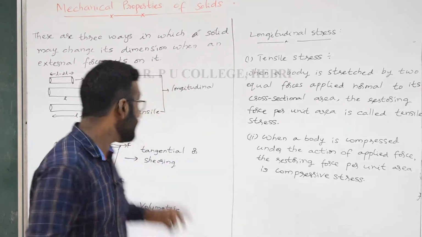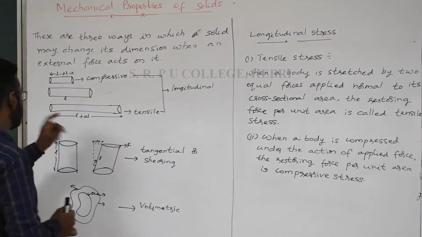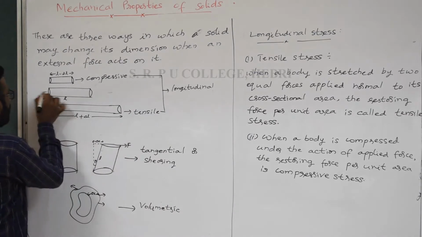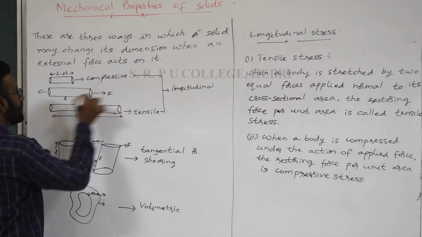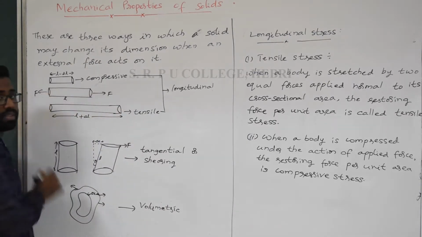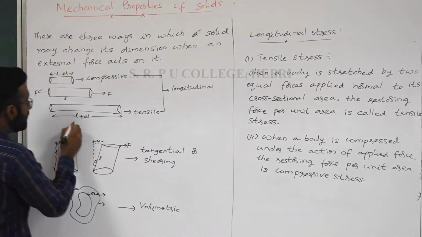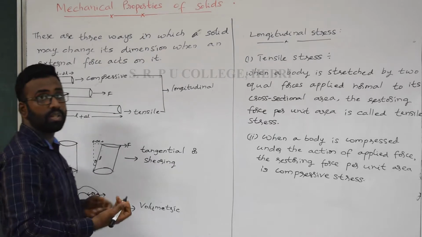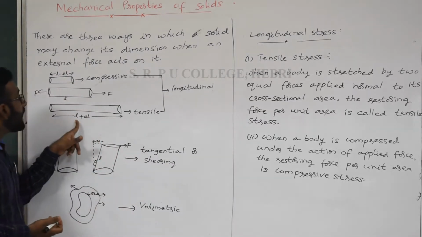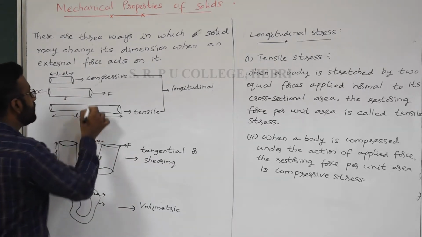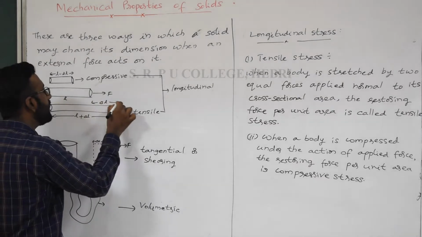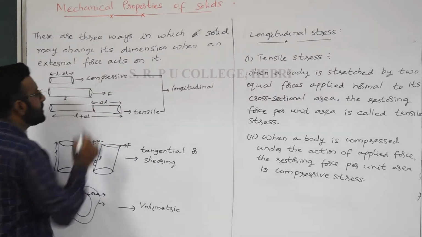The first one is lengthwise. If I apply two forces, one from this side, another from this side, in this direction, what happens? Its length will change and the length becomes L plus delta L. So this is nothing but delta L, which we call a small change.